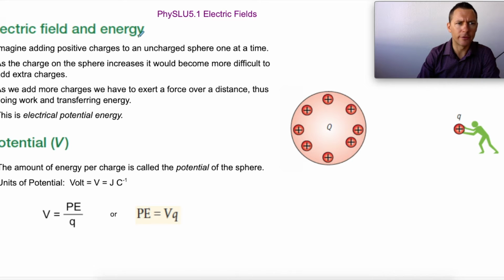Some notes about electric fields and energy. If we were taking this charge and we were adding a positive charge one at a time to it, right? And the first one would go on there pretty easily.